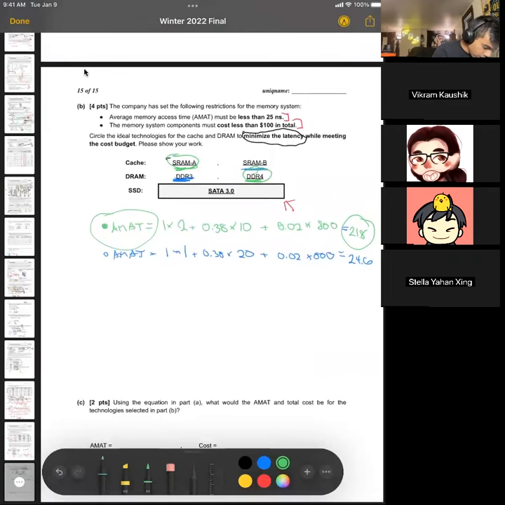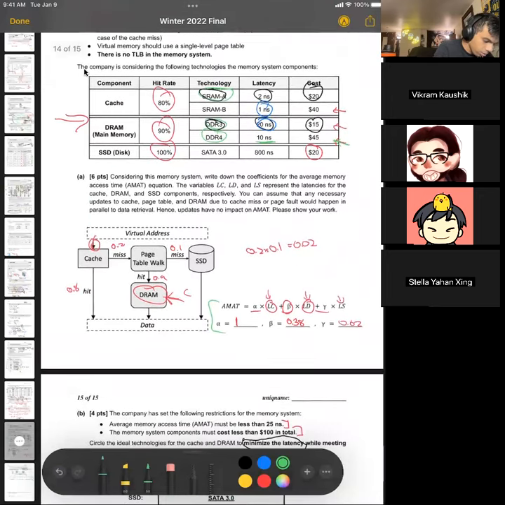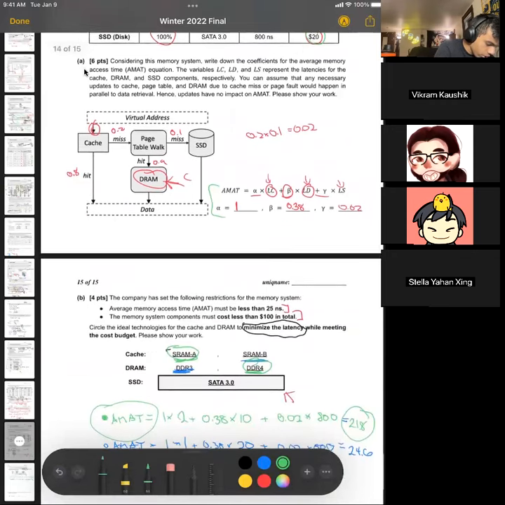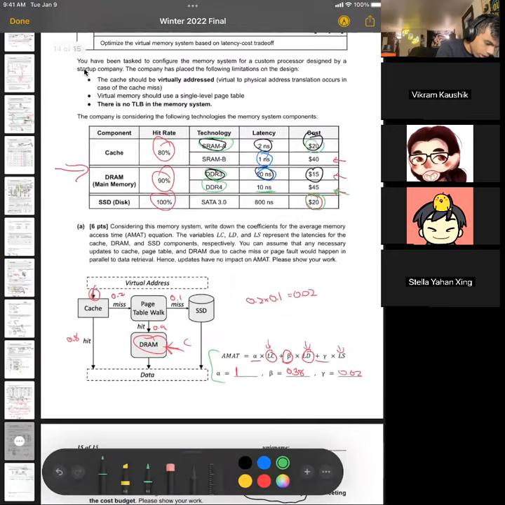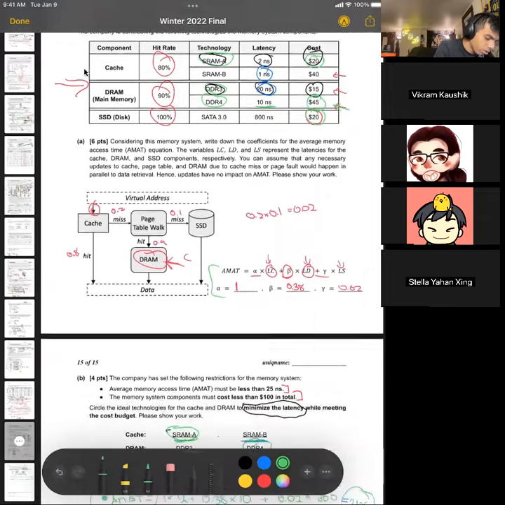Okay, so in part C, it says, using the equation in part A, what would the AMAT and total cost be for the technologies selected in part B? So the AMAT we determined was 21.8. The cost, well, our SSD is 20 bucks. Our SRAM, we chose the cheaper option, so we went with 20. And then our DRAM, we went with 45. So it'll be 20 plus 45 plus 20, which is 85.